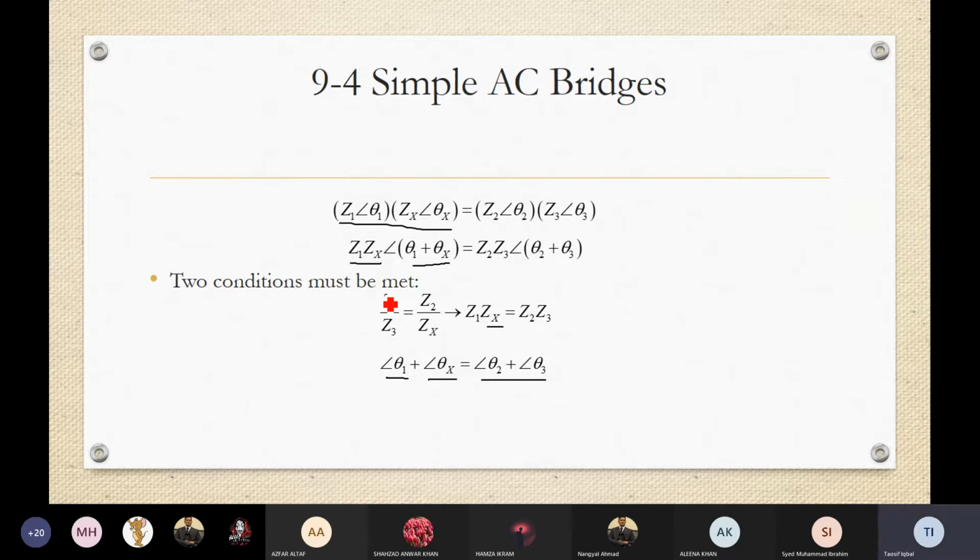So how can we check whether the bridge is balanced or not? We can check that with the help of magnitudes. So Z1 multiplied by Zx must equal Z2 multiplied by Z3. And the phase angles must be equal in sum: theta 1 plus theta x must equal theta 2 plus theta 3.